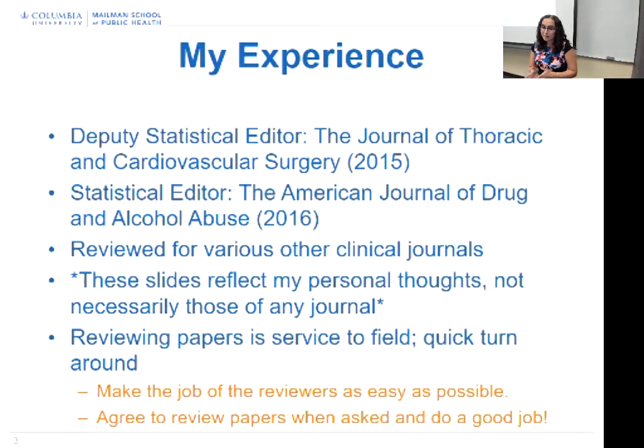And I wanted to make a mention of the fact that when we review papers, it's a service to the field. I don't get paid to do the reviews. And often there's a quick turnaround, so 14 days, 3 weeks. So as someone who's writing a paper, you want to make the review process as easy as possible for the reviewers. And if you're asked to review a paper, I encourage you to take that opportunity and do a good job, provide useful feedback.